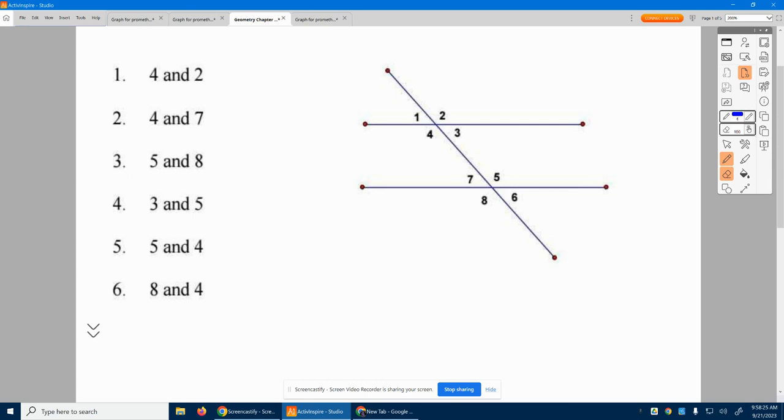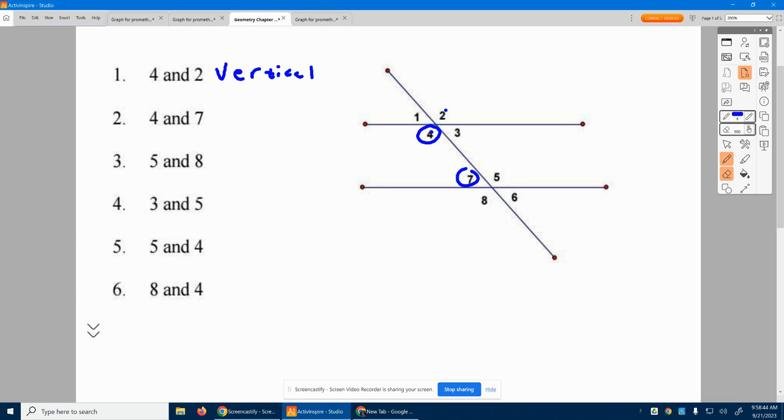Let's look at problems 1 through 6. Name these bad boys. Number 1, 4 and 2. 4 and 2 are right across. Here's 2, here's 4. What are those? Those are called vertical angles, and they will always be the same. It's like scissors.